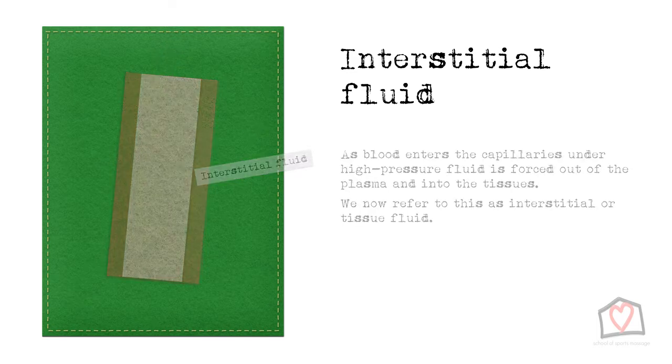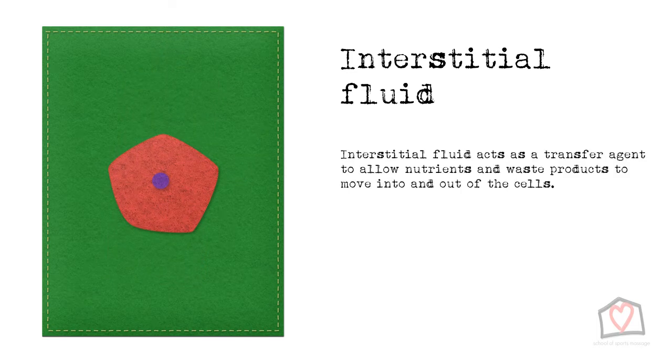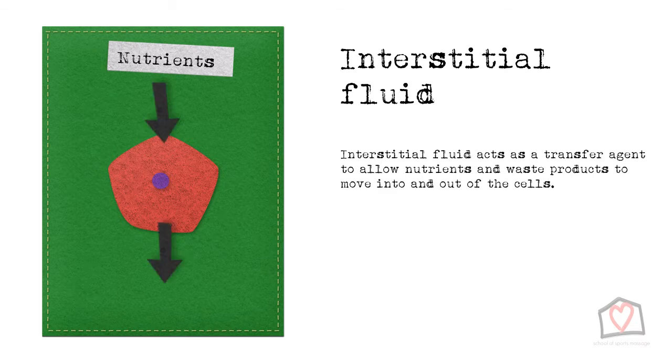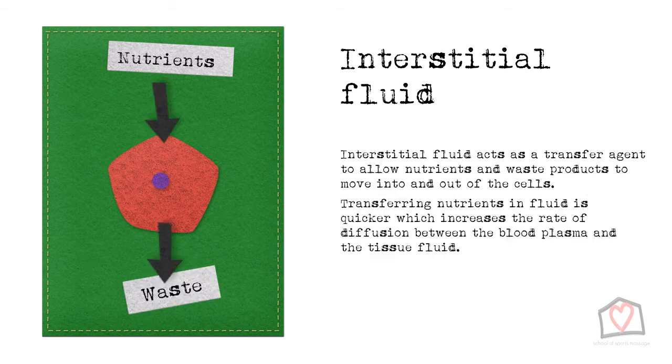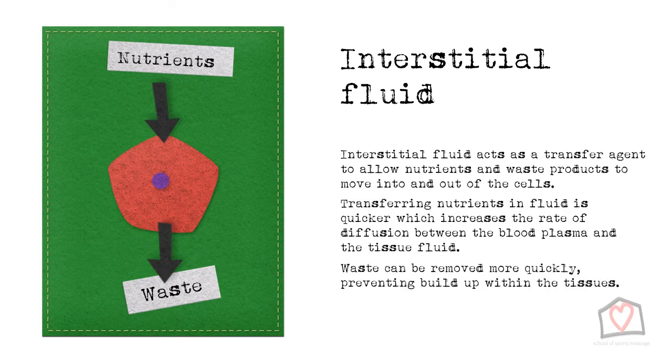This fluid acts as a transfer agent to allow nutrients and waste products to move into and out of the cells. As transfer of nutrients is quicker in fluid, this increases the rate of diffusion between the blood plasma and the tissue fluid, meaning that nutrients can reach cells quicker, and likewise, waste can be removed more quickly, preventing build-up of waste and toxins within the tissues.